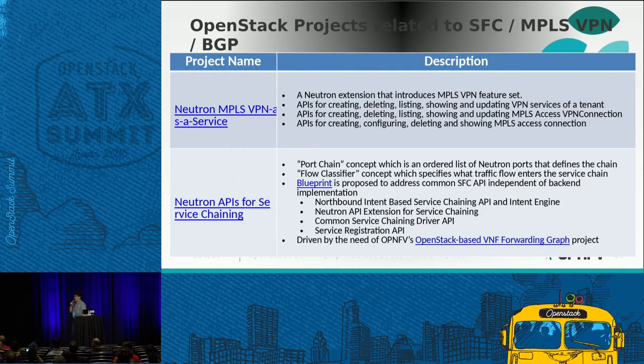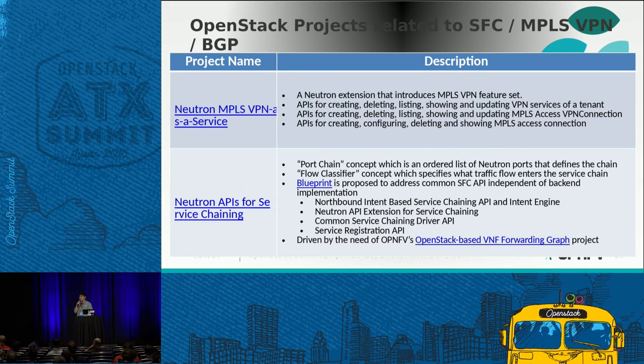As the team said while introducing the demo, lots of different projects have been involved in implementing this, including SFC, and there are some other projects that will or could be beneficial in creating the service function chain in the different types of implementations. For example, here in OpenStack, there are different projects, including the Neutron BGPVPN as a service project, which basically provides APIs to create, delete, and list the different VPN services.